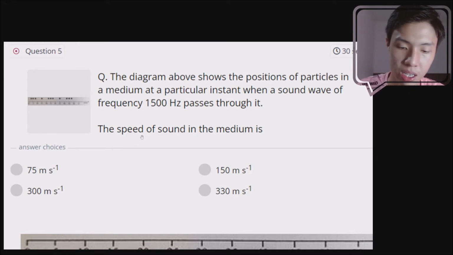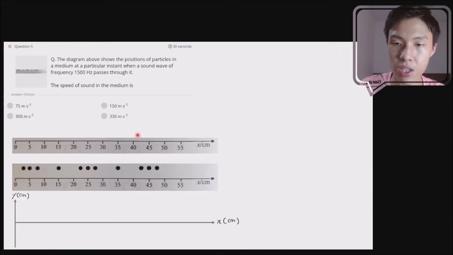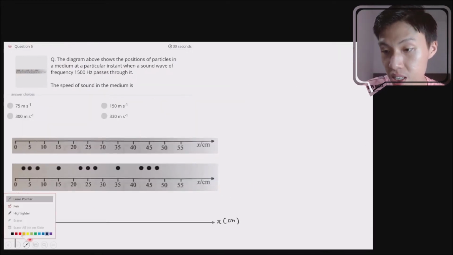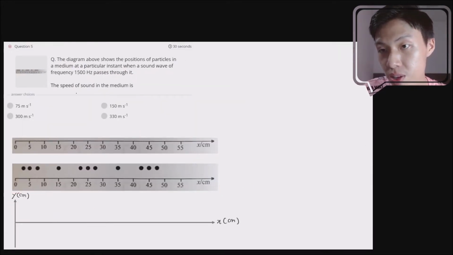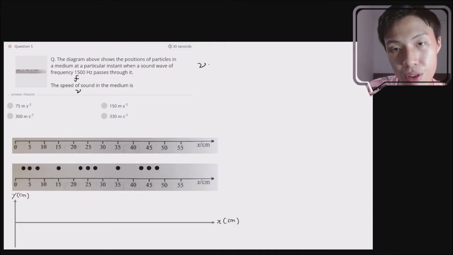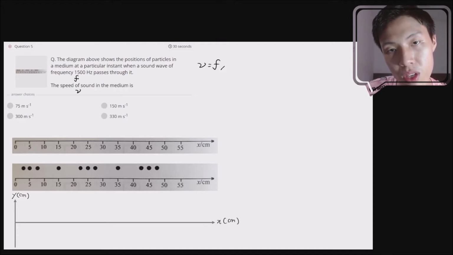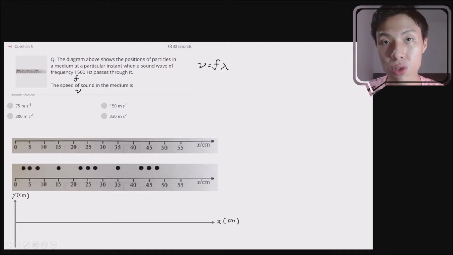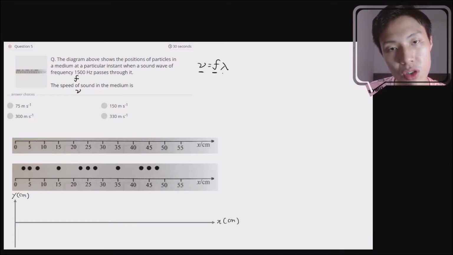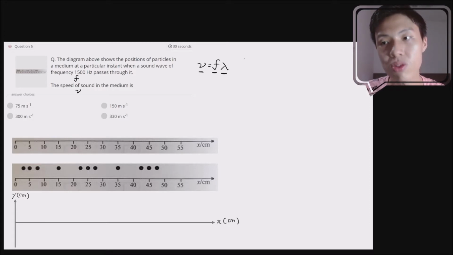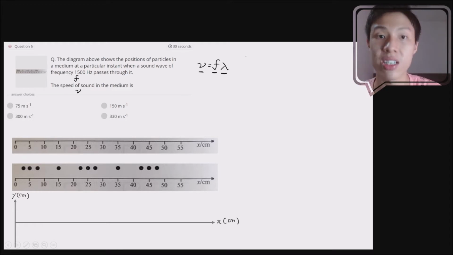Well, if you think about this question, you know that they are asking for speed. Speed of sound is just v, and they give you the frequency. Frequency is f. So quite straightforward, you know that what you need to use is this equation, v equals f lambda. You have the information here. What you want to find is v. So what you need to determine now will be the wavelength. So this is what they are actually testing in this question.